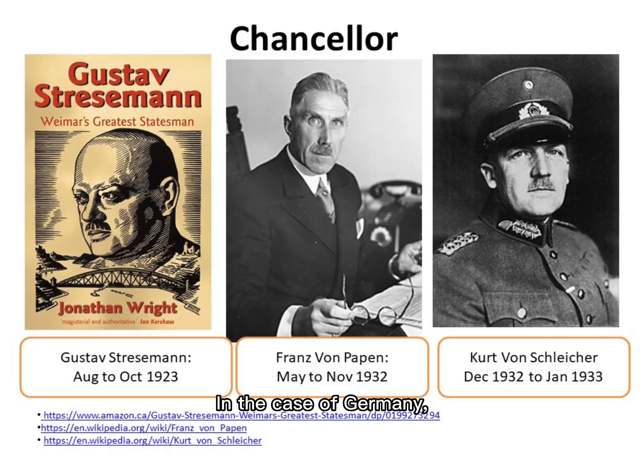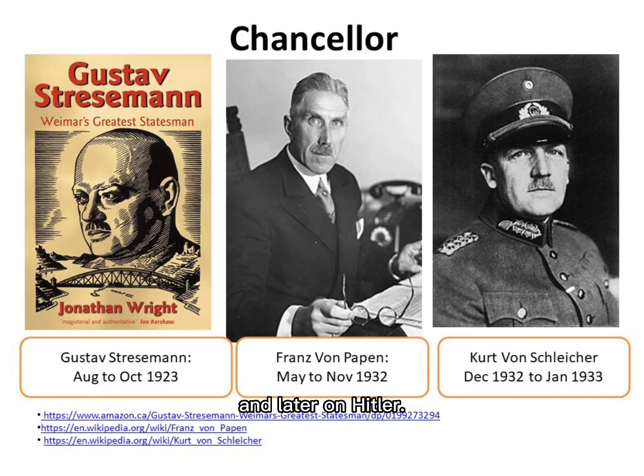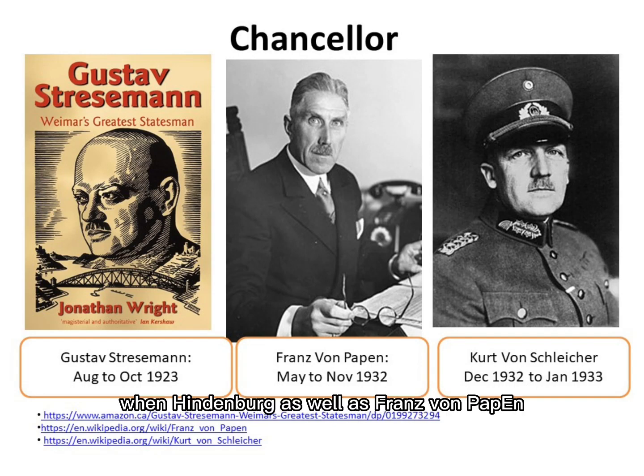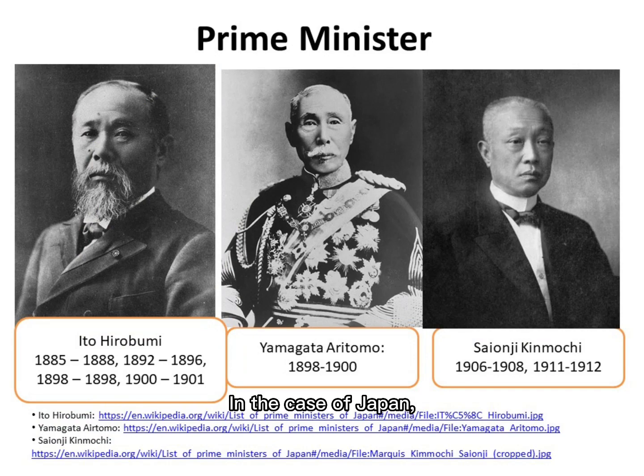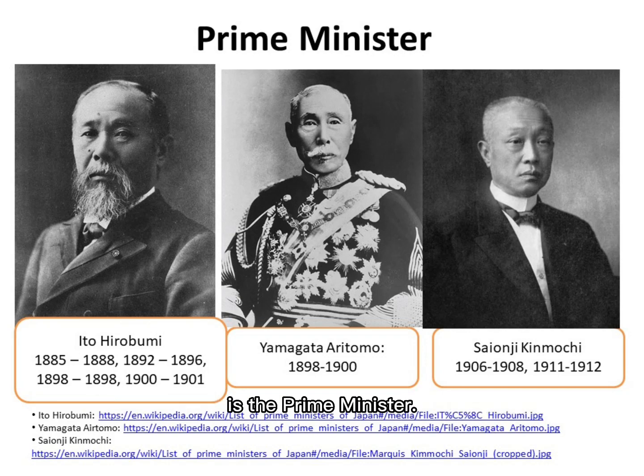In the case of Germany, the head of government is the chancellor. The one that you'll be familiar with is Franz von Papen and later on Hitler. Hitler will be chancellor in 1933 when Hindenburg as well as Franz von Papen decide that they will take a chance on Hitler being the prime minister or the chancellor. In the case of Japan, the head of executive or the head of government is the prime minister.